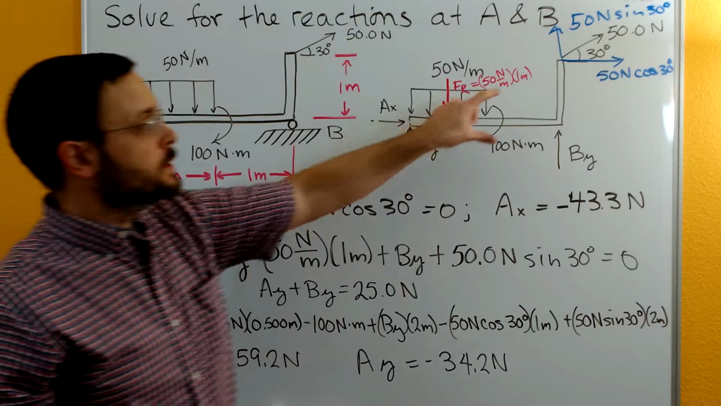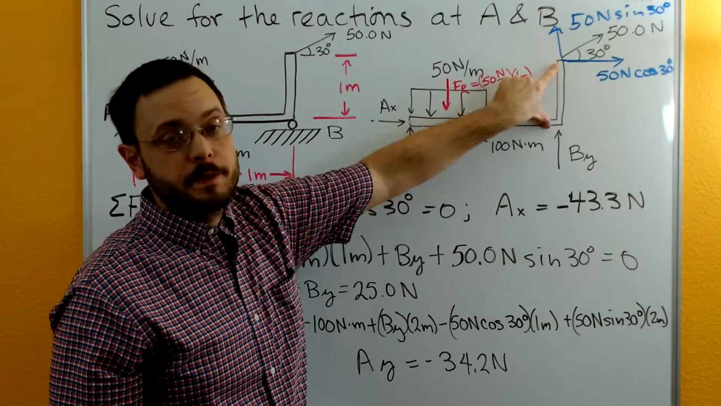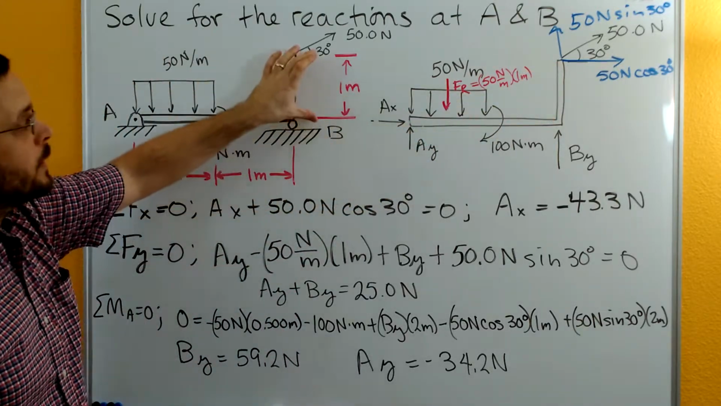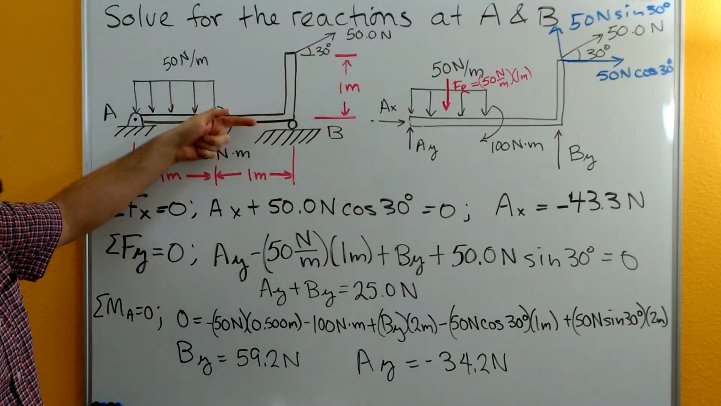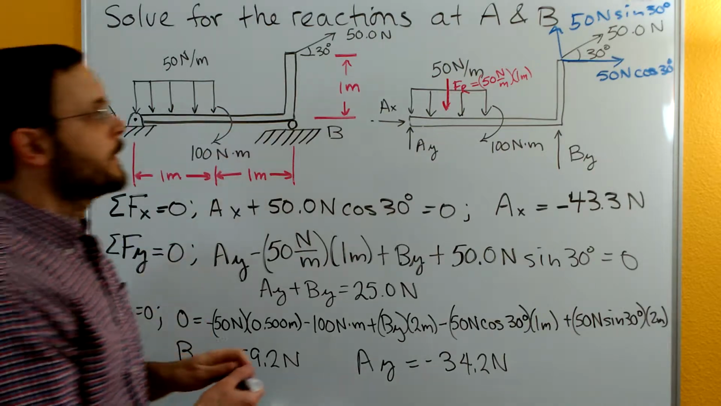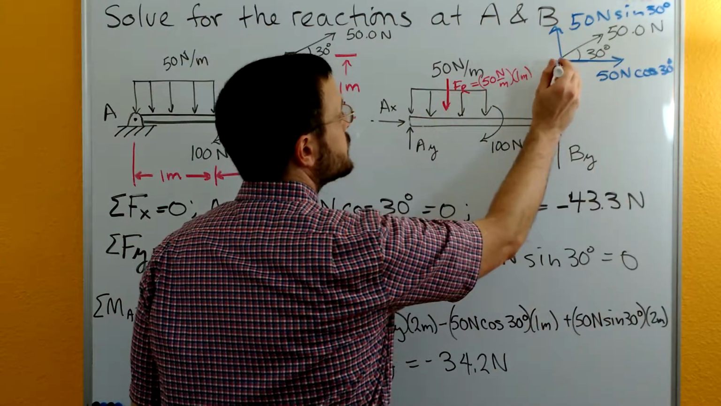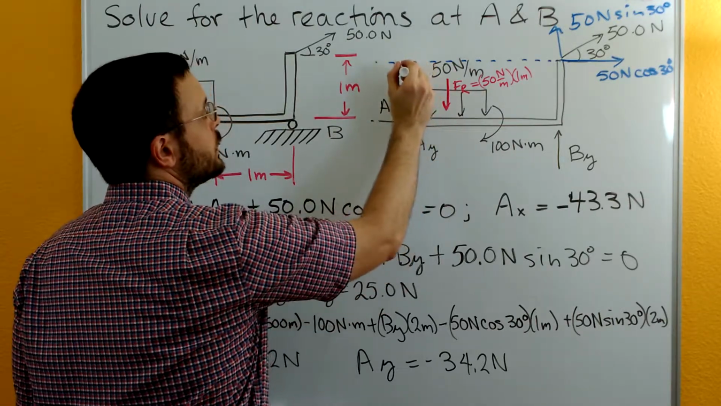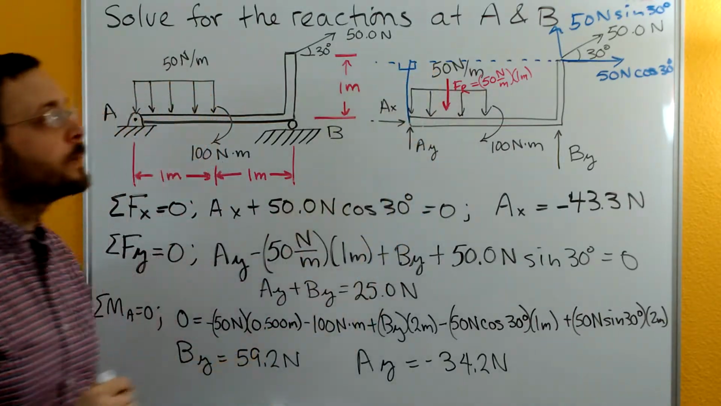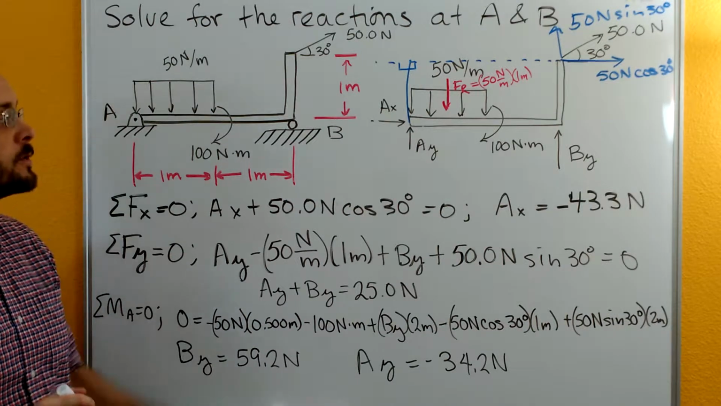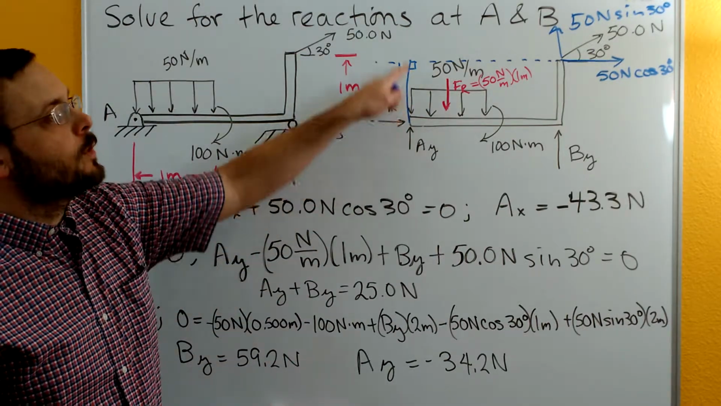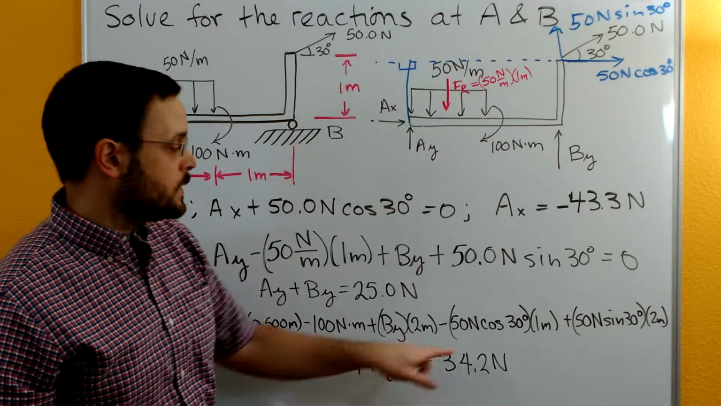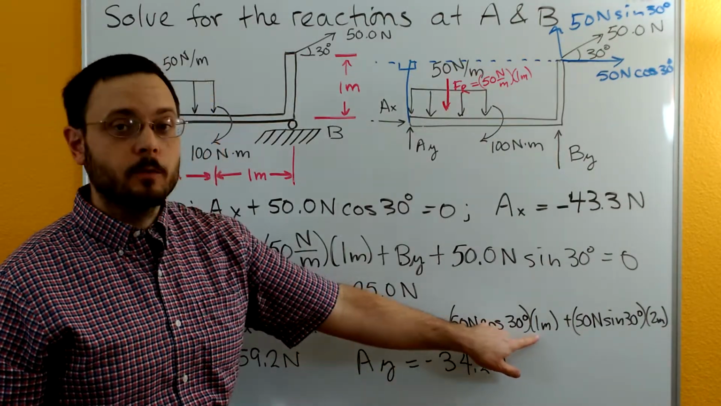So our 50 newtons cosine of 30 is a force in the x. So we need to multiply it by a y distance. Looking back over here, our y distance back down to A is 1 meter. If it helps, you can always draw the line of action over and remind yourself that you're looking for that shortest or perpendicular distance to the line of action. So that shows you it's that y distance of 1 meter that you need to multiply by. So there's our 50 newtons cosine of 30 times our 1 meter.